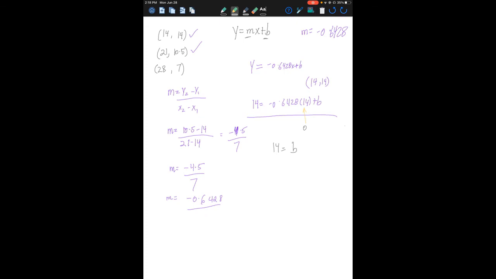Now we can rewrite our equation in slope-intercept form. y equals negative 0.6428 x plus 14.